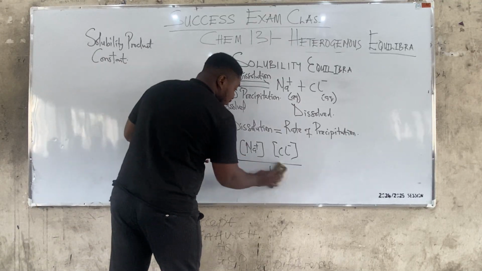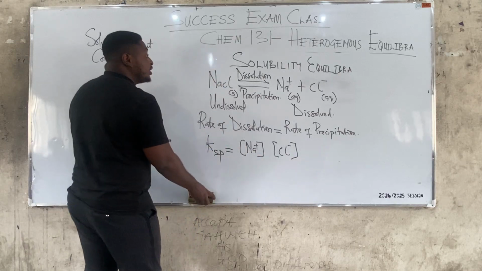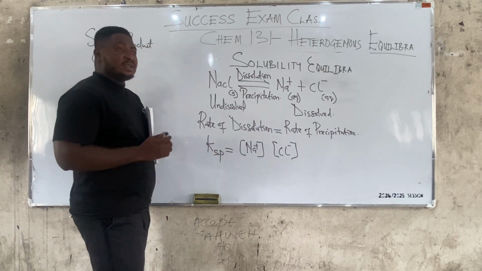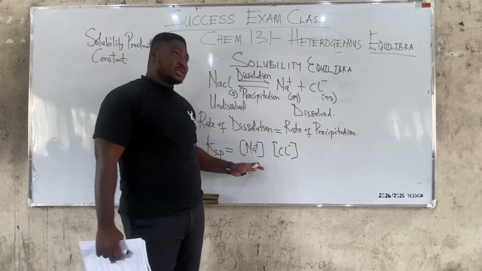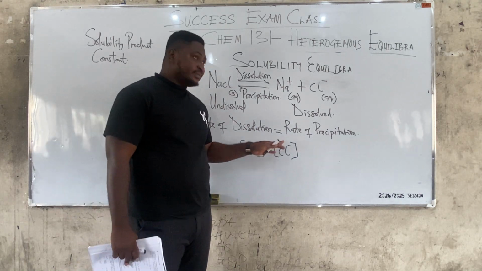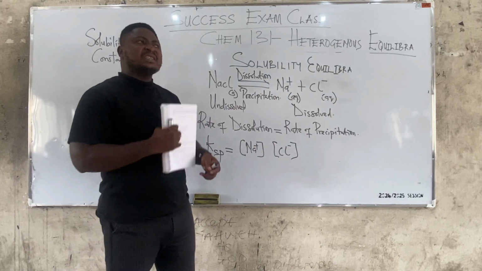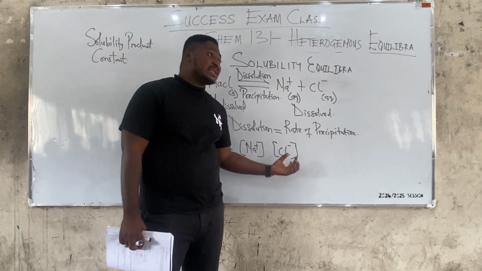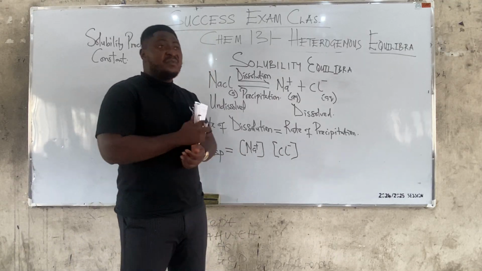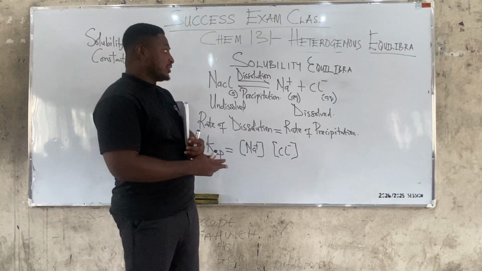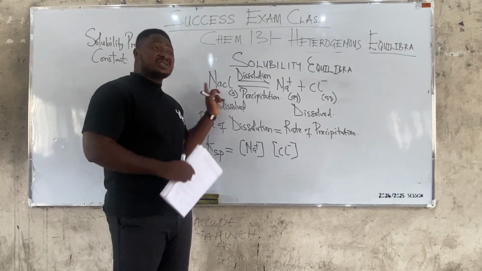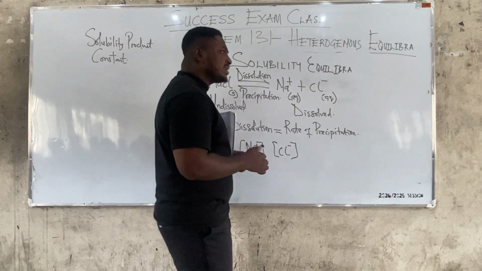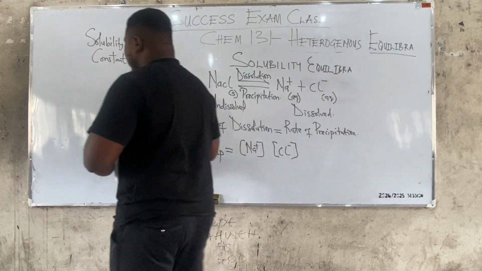So the Ksp of this reaction is just Na plus times Cl minus. The Ksp of this reaction is what? Concentration of Na plus times concentration of Cl minus. So class, if you ever have to find the Ksp of a salt, what you just need is the concentration of the ions that make up the salt. If you have to find the Ksp of any salt in a reaction, you do not even need the concentration of the salt itself. You just need the concentration of the ions that make up the what? Salt.